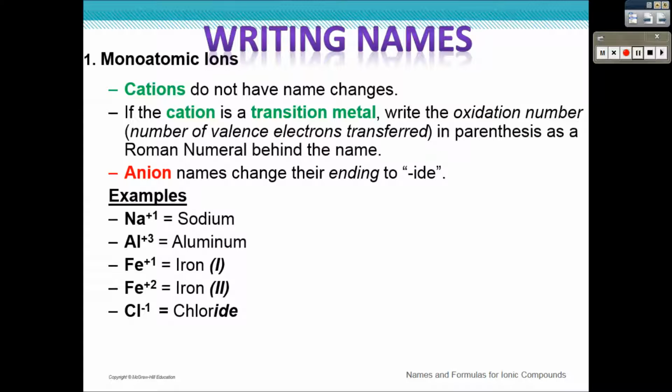Here's an anion that's negative, chlorine. It says Cl-1. So chlorine, since it's an anion, we will change the ending of chlorine to chloride. So Cl-1 is called chloride. N-3, nitride.